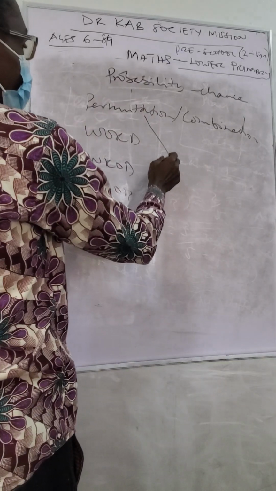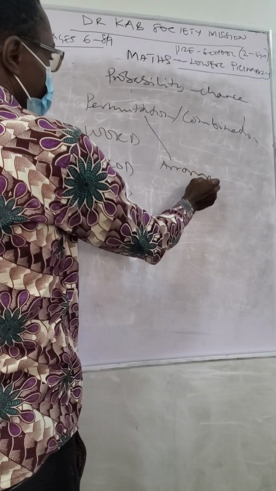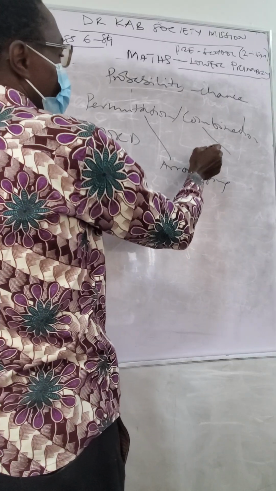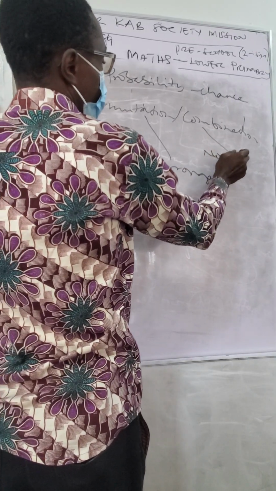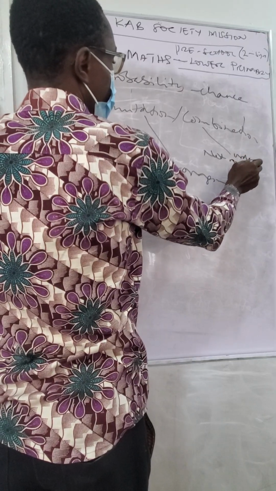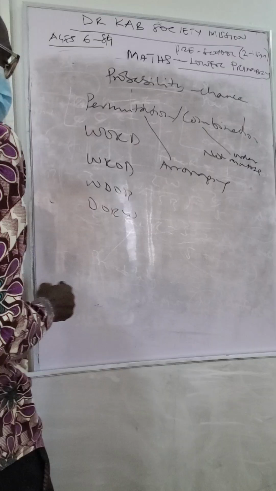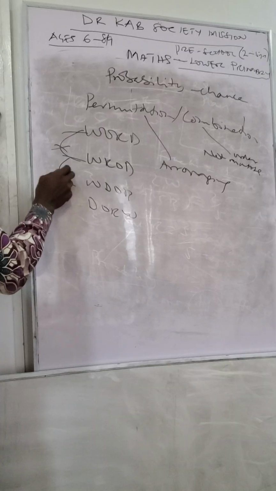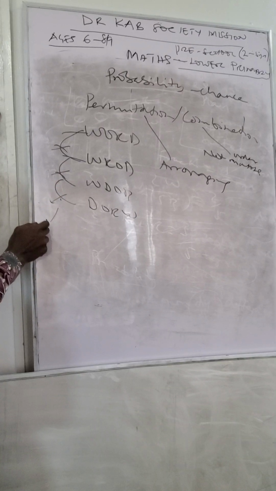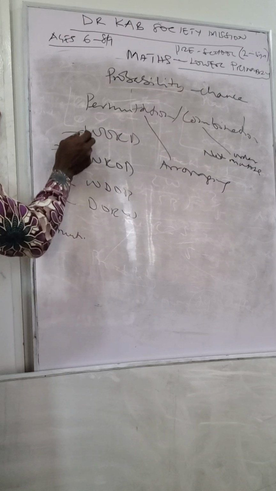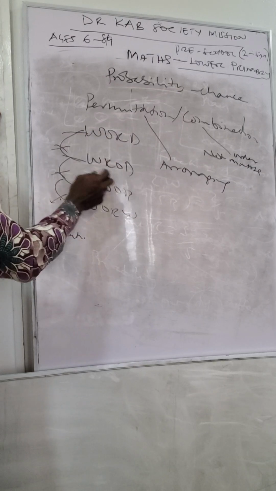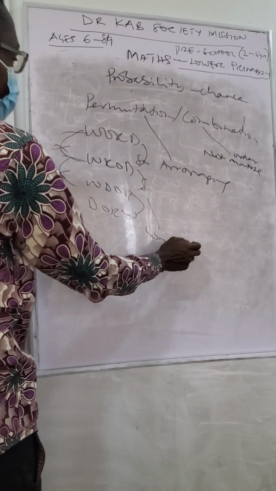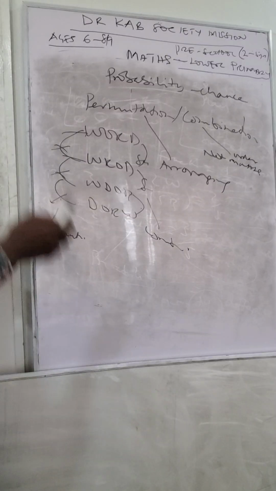When you're arranging them, we call that permutation. When the order does not matter, we call that combination. So here, when we say this one is different from this, is different from this, then we are talking about permutation. But if we say that because the same words are here, they are the same, then we are talking about combination. So just note the two.